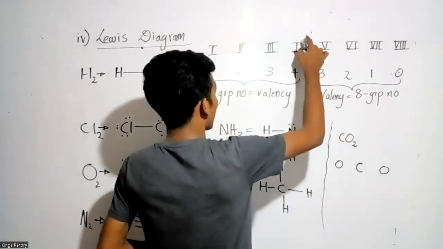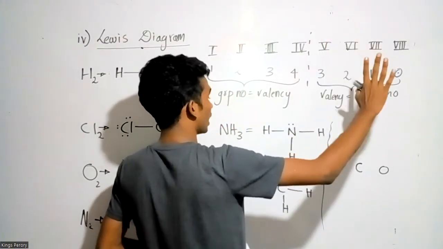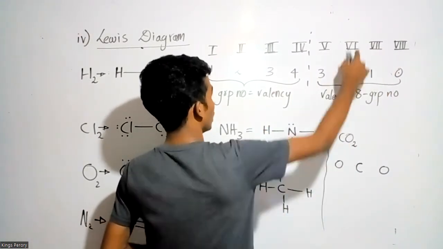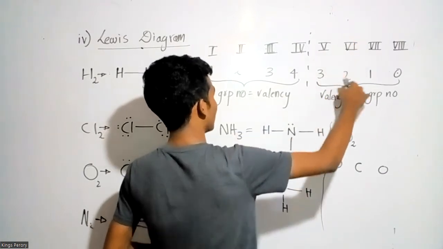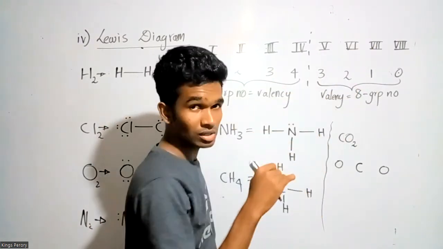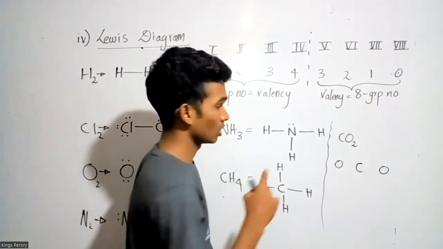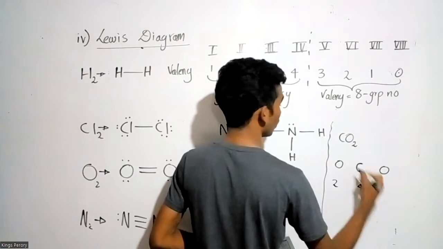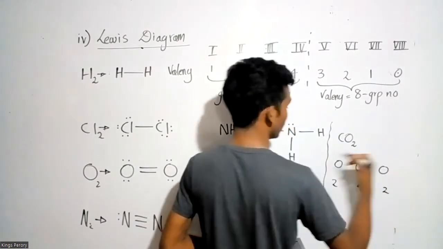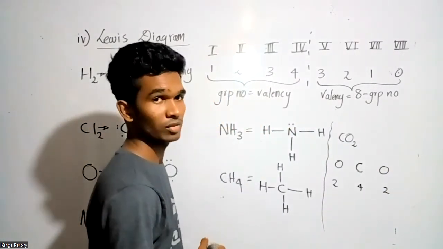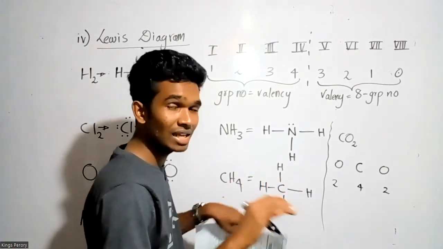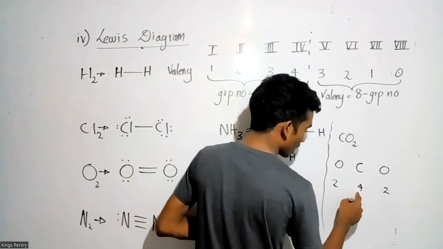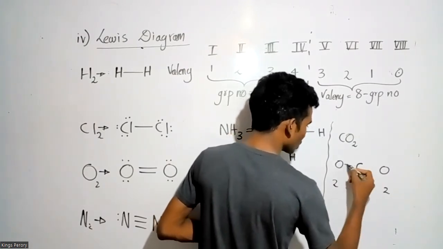Carbon group number 4, valency 4. That means carbon likes to form 4 bonds. Oxygen, group number 6, valency 2. So 1 oxygen likes to build 2 bonds. Now how to carefully or symmetrically separate these? 4 bonds carbon likes to build. Out of that 2, 2. That means 2 here, 2 there.